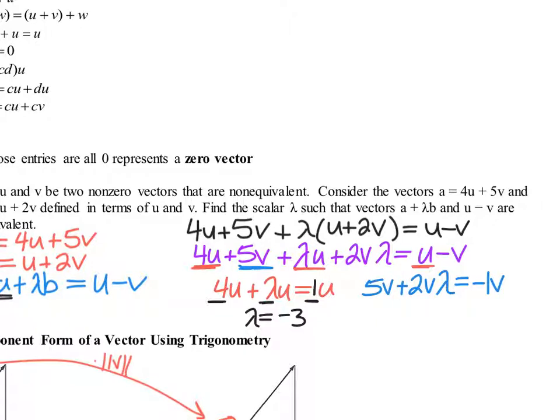And so the question would be, if I replace the lambda here with a -3, does this one also check out? Because if it works here and fails there, all bets are off. All right, so this would become 5v minus 6v would give us a -1v. So we have successfully found our scalar lambda to allow one side to equal the other.